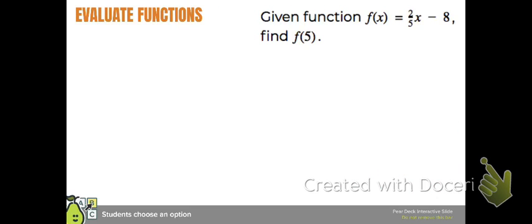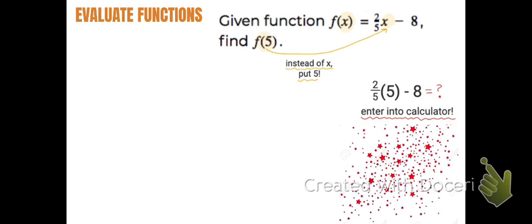This is a type of question you're going to see on the state test. They're going to have evaluating functions, but they're going to include fractions, they're going to include negative numbers, they're going to include exponents. That's why it's important to use your calculator. So here again, instead of x, they're saying 5. We're going to put 5 in for x into the function machine. So if you put 2/5 times 5 minus 8 into the calculator, you're going to get -6.